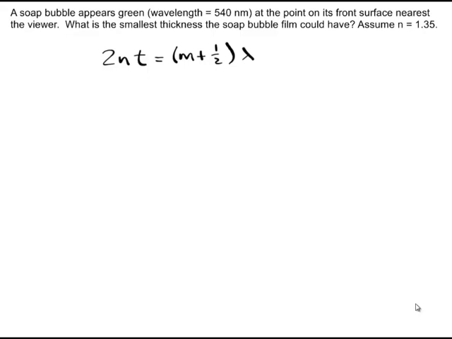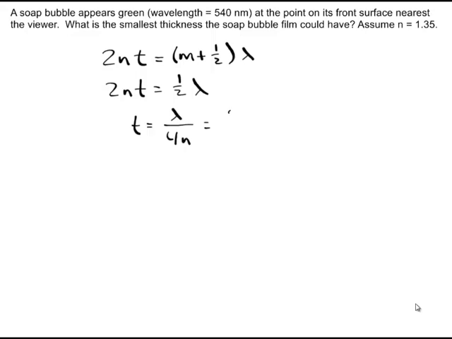It says what's the smallest thickness it could have? Well, the smallest thickness it could have, I hope you can see, is when m is equal to 0. A bubble that gets thicker by another wavelength would still give us reinforcement of green, but we're looking for the thinnest one. So we want m to be equal to 0, and this becomes 2nt equals 1/2 the wavelength. And solving for the thickness, we're going to get that the thickness equals the wavelength over 4n. And now we just plug the numbers in.